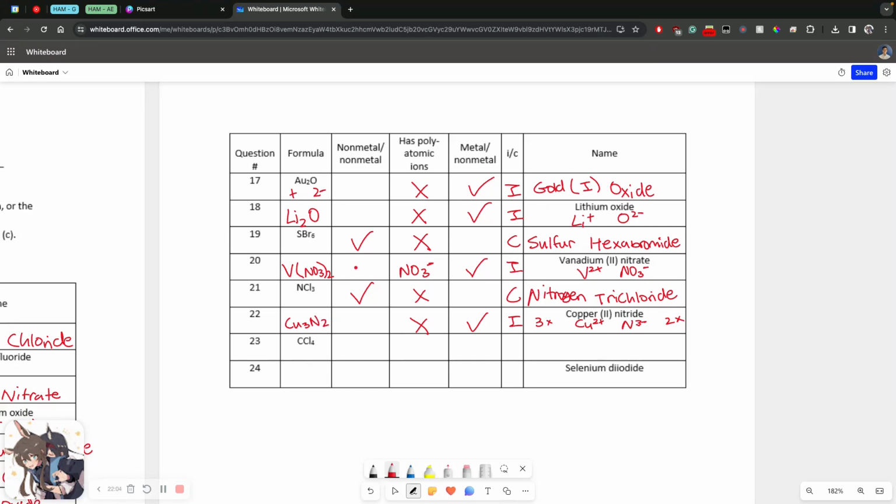Alright, so next one up, my favorite formula to do these naming things on, CCl4. It sticks to the tongue, and it's one of the easiest to remember. Let's determine whether it has a metal or non-metal up front, which is a carbon. Carbon is indeed a non-metal, so go ahead and select that. No polyatomic ions, since just the chlorine here. And it would be under a covalent relationship.